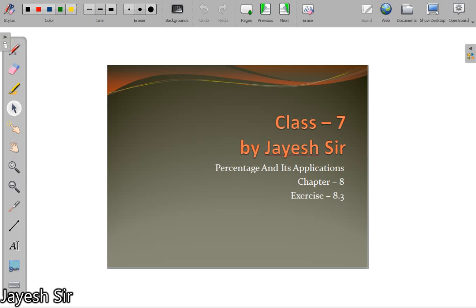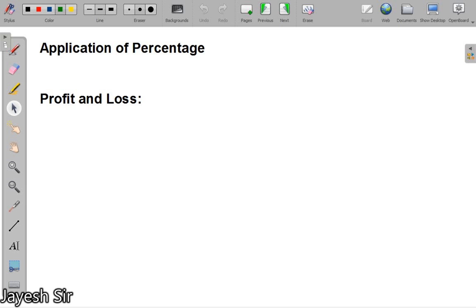So what we will do is, for the next part of the chapter, those are applications of percentage. First is profit and loss, that is exercise 8.3, and then you have simple interest, that is exercise 8.4. We will do some selected questions only, so that you can grasp the basic idea of profit and loss. We will not dwell into difficult questions for these exercises. You can practice all the difficult questions if you want to, that is up to you.